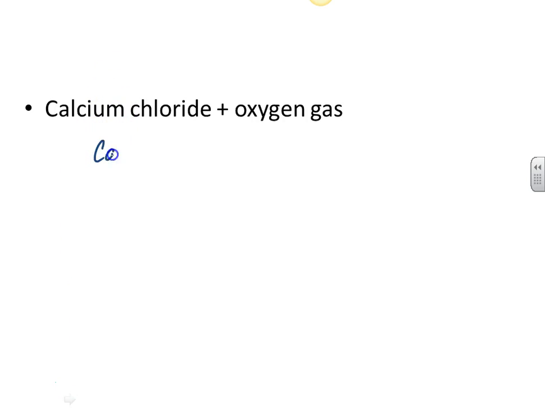Calcium chloride plus oxygen gas. These are the products of the decomposition of a metallic chlorate. So we're going to make a metallic chlorate. We're going in the opposite direction, so this would be Ca(ClO3)2.